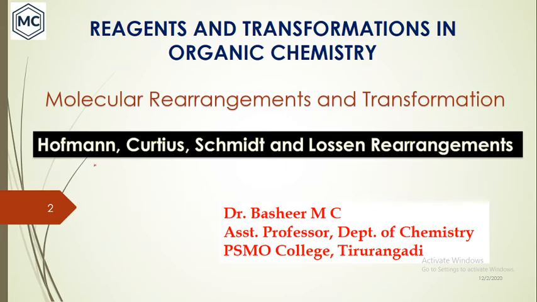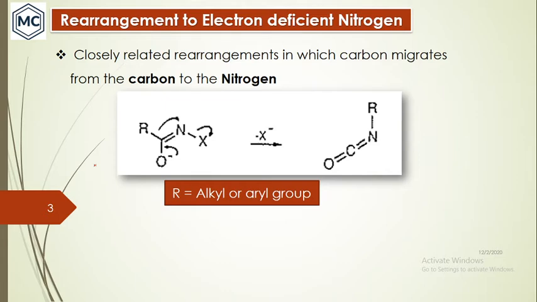And we were discussing the topic of molecular rearrangement and transformation. Today I'm going to discuss very important molecular rearrangement reactions like Hofmann, Curtius, Schmidt and Lossen. We already discussed in a previous video the molecular rearrangement that occurs at an electron deficient carbon. In this lecture, I would like to discuss the molecular rearrangement that happens at an electron deficient nitrogen atom. Not carbon, this nitrogen.